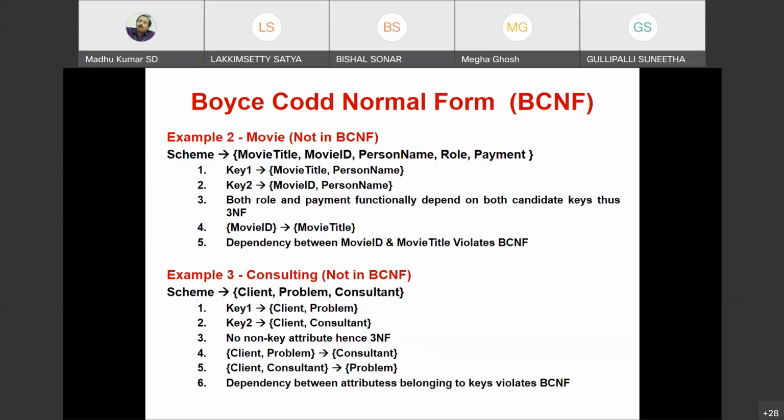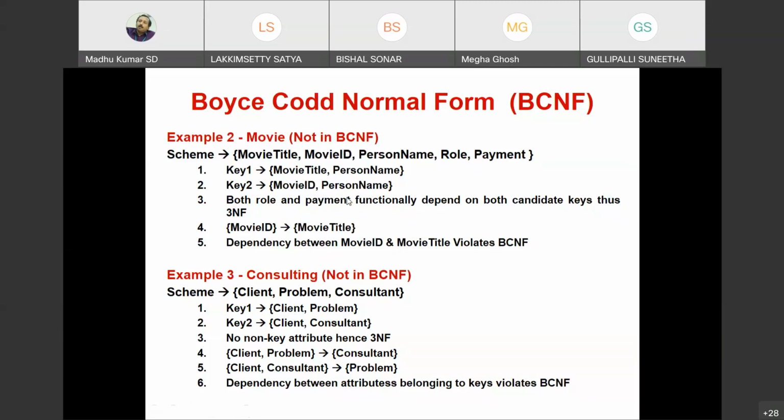Still, it is considered to be in 3NF, because the movie title is actually part of the key. The condition of full functional dependency is applicable only for non-key attributes. Because movie title is part of the key, it need not satisfy the condition, so it goes up to 3NF. But there is possibility of redundancy in this particular design.